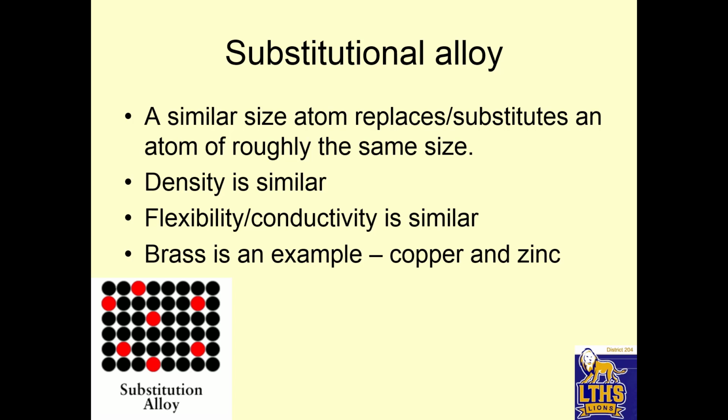A substitutional alloy is where a similar sized atom replaces or substitutes an atom of roughly the same size. The density is similar. The flexibility and conductivity is similar. There are some other properties that switch a little bit. Brass is an example of this. Copper and zinc are very close to each other on the periodic table.